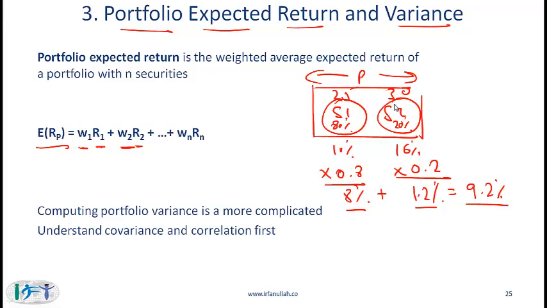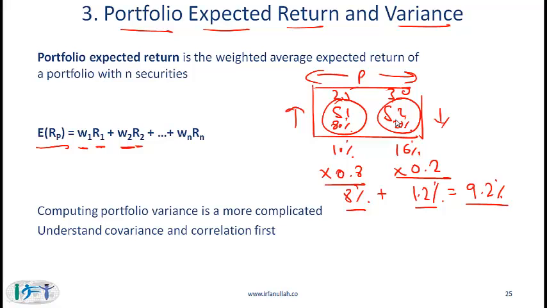That does not work because these two stocks might move up and down together. It is also possible that when this stock goes up, this stock goes down. It is also possible that the movement of these two stocks does not depend on each other.